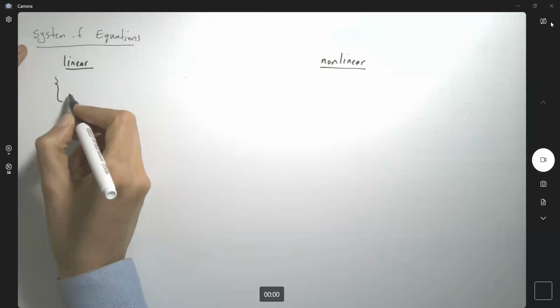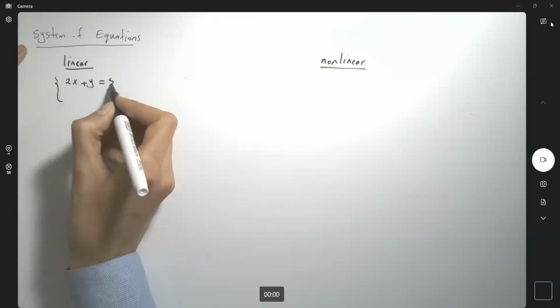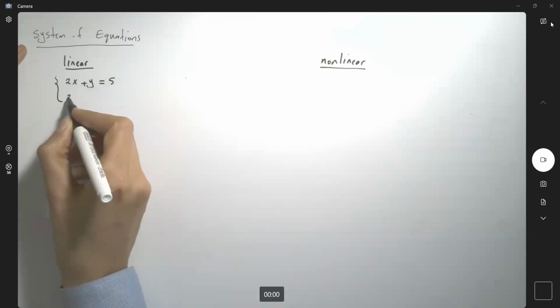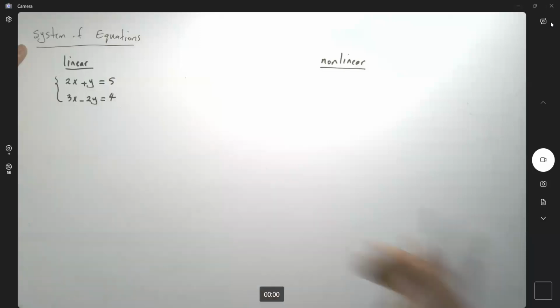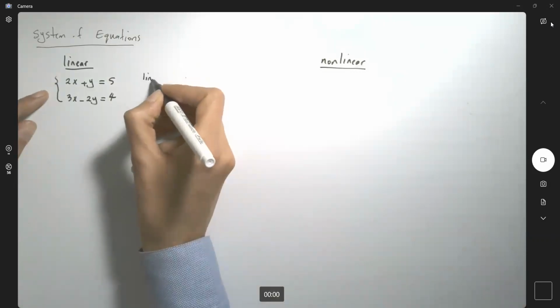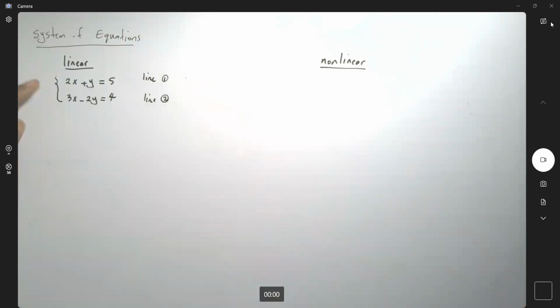two lines like 2x plus y equals 5, and another line 3x minus 2y equals 4. This is an example of system of linear equations. We have two lines, line 1 and then line 2.